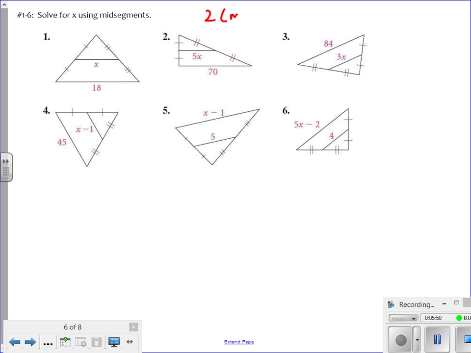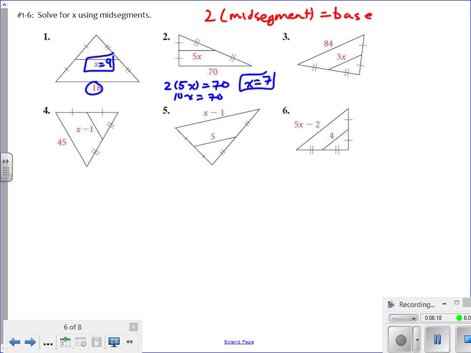Using the mid-segment, remember the mid-segment formula for you is 2 times the mid-segment equals the base. So that's just the setup for all of these. Now, I don't really have enough room at the top. However, if I know that the base is twice, so 18 is 2 times as big as x, this one's pretty straightforward, and it's 9. Here, we do 2 times 5x equals 70. So we have 10x equals 70, which means divide both sides by 10, x equals 7 in number 2. Then we got 2 times 3x equals 84. So 6x equals 84, and if we divide both sides by 6, we end up with x equals 14.